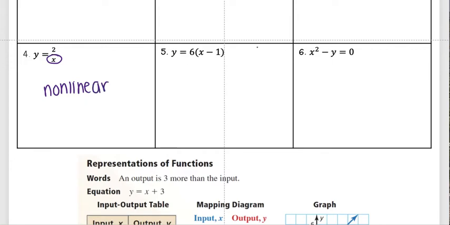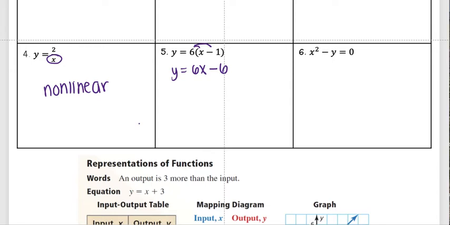Okay, now this one's a little bit tricky. I have some parentheses here, and so maybe pretty tempting to at first say, oh, that's not linear, it looks different. Well, I need to be careful here, so I'm going to go ahead and distribute the 6. So I have 6 times x, which is 6x, 6 times negative 1, which is negative 6. And now I'm going to run through my checklist.